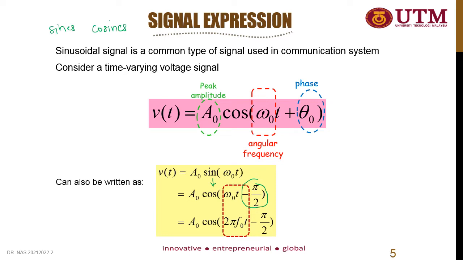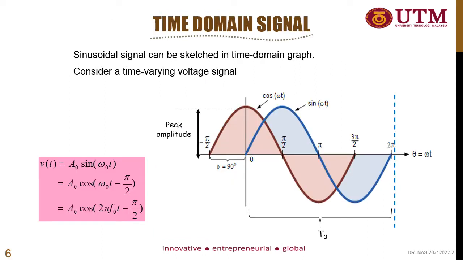So omega naught is the angular frequency in radian per second, and it is equal to 2 pi f naught. f is the frequency in hertz. It's equal to 1 over T, in which it is a fundamental period in seconds. Okay, let's look at how the sine and cosine signal looks like in time domain.